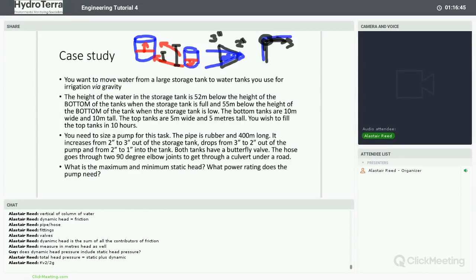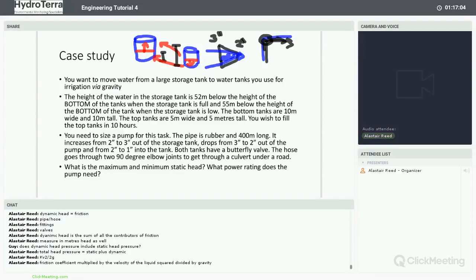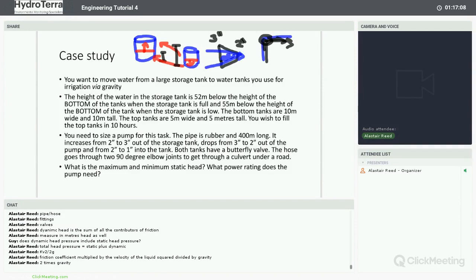Because dynamic head is actually the friction coefficient multiplied by the velocity of the liquid squared divided by gravity, which is 2g, 2 times gravity. So that looks absolutely horrible, but it's actually really simple.